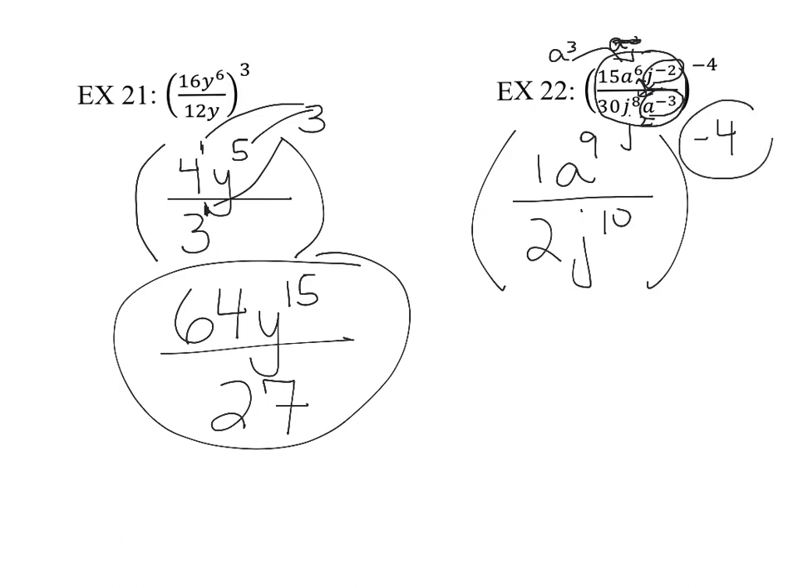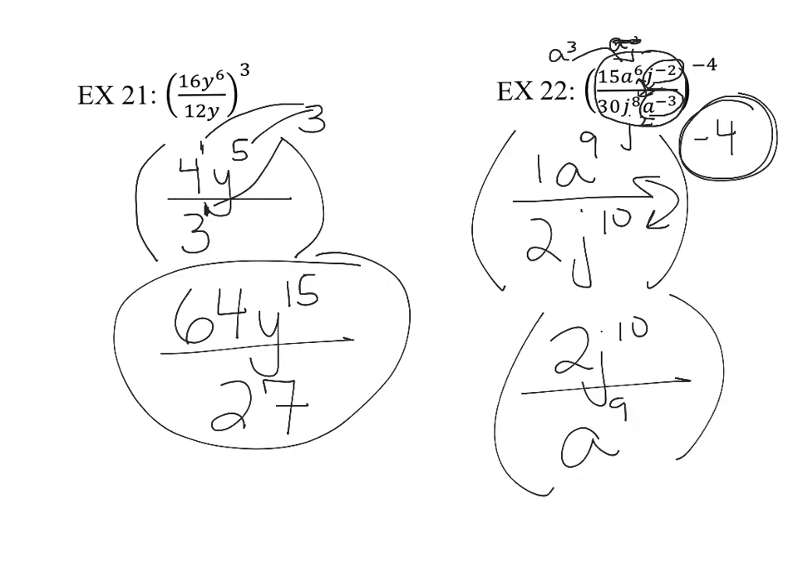Now I'm going to deal with this guy. To deal with that negative 4 on the outside, flip it. So I'm going to flip this. When I flip it, now I have 2j to the 10th that goes on the top. The bottom, I'm going to get rid of the 1 and just have a to the 9th. Now the whole thing is going to the positive 4th power. So imagine this 2 has a little 1 on it. I'm going to do 2 to the 4th power, j to the 40th, and a to the 36th. 2 to the 4th power is 16, j to the 40th, over a to the 36th. And there's your answer there.